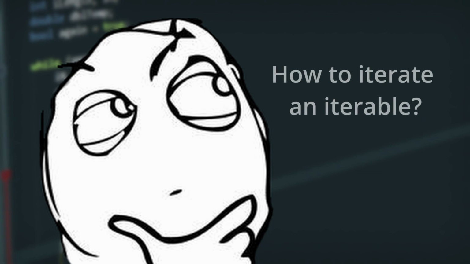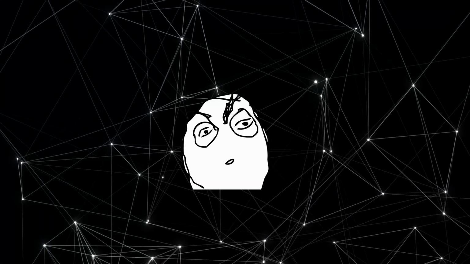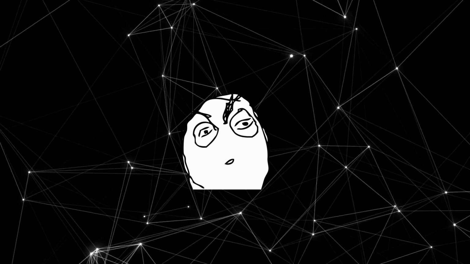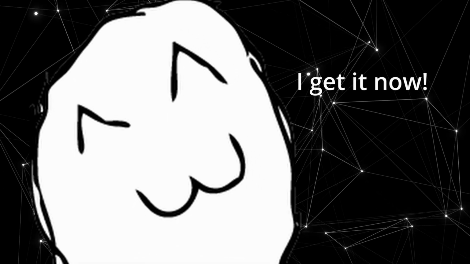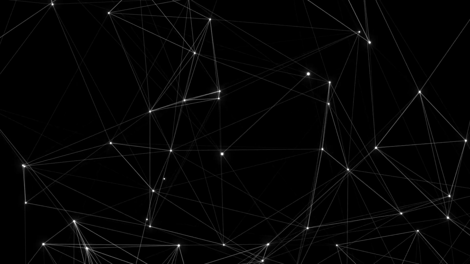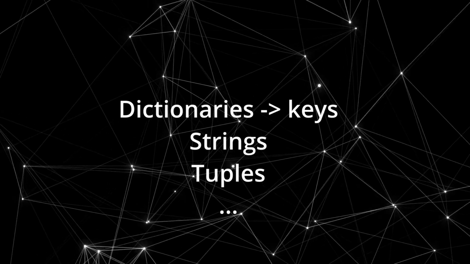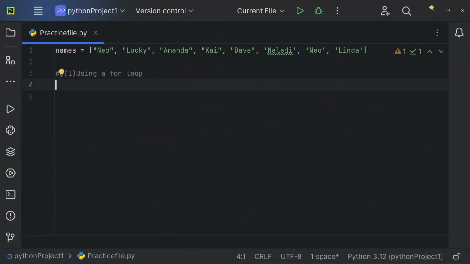Specifically, how can we iterate, that is, access each element in an iterable? Iterables are just a fancy name for objects that we can loop over. So let's say we have a list of names. Remember that this works for any iterable object. That means dictionaries, strings, tuples, and all kinds of arrays also apply. For this video, we're going to focus on a basic list of names.